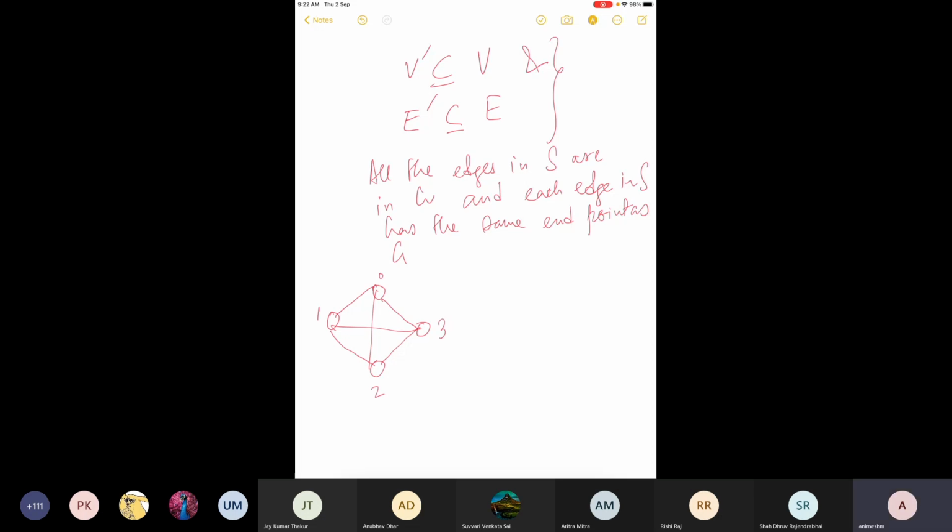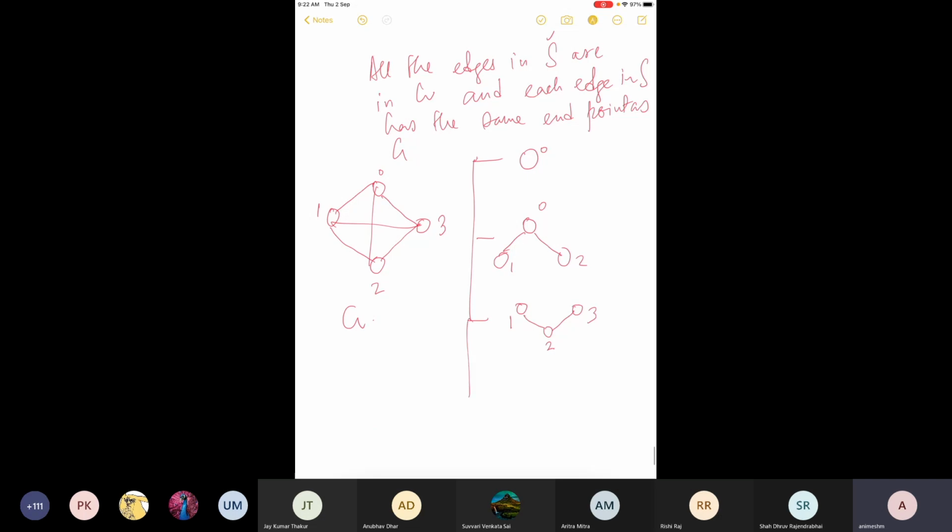Suppose this is my original graph G. Different instantiations of S could be as follows. This could be S. This is another S. This is another S, and so on and so forth.